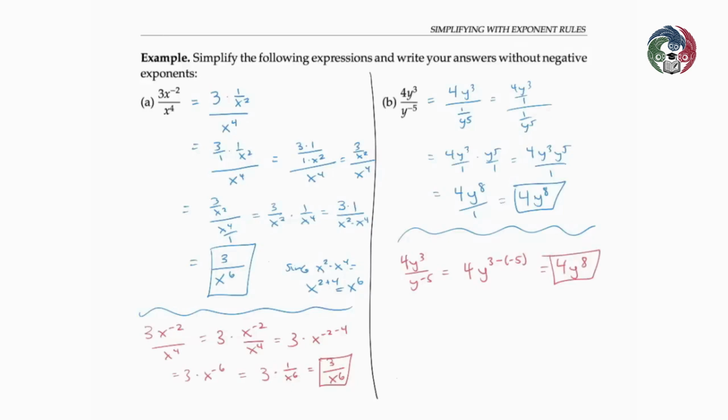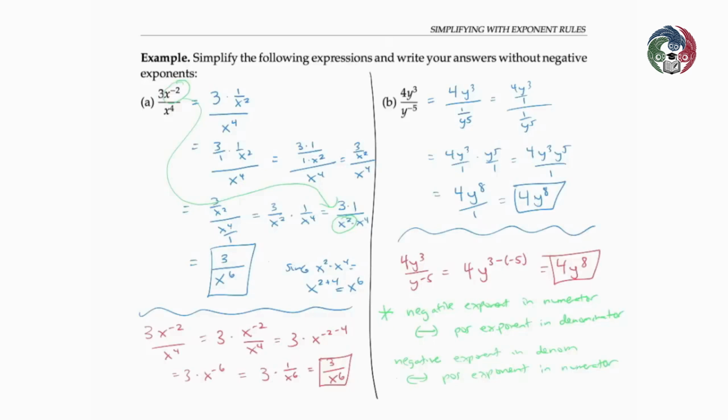I'd like to show you one more method to solve these two problems, kind of a shortcut method, before we go on. That shortcut relies on the principle that a negative exponent in the numerator corresponds to a positive exponent in the denominator. For example, the x to the negative 2 in the numerator here, after some manipulations, became an x to the positive 2 in the denominator. Furthermore, a negative exponent in the denominator is equivalent to a positive exponent in the numerator.